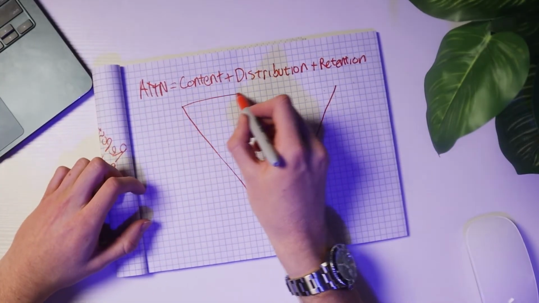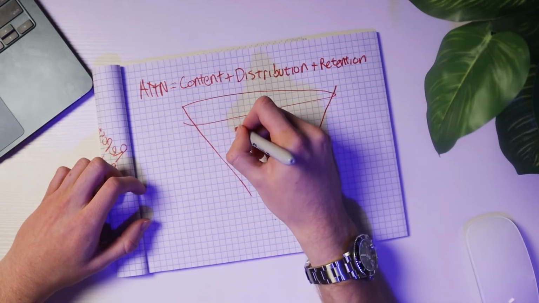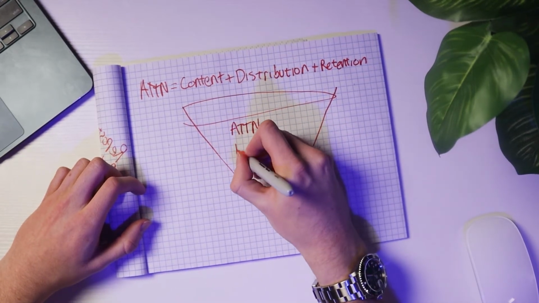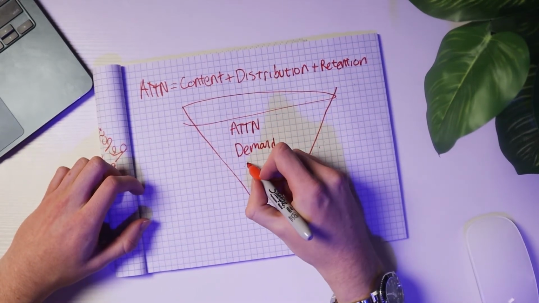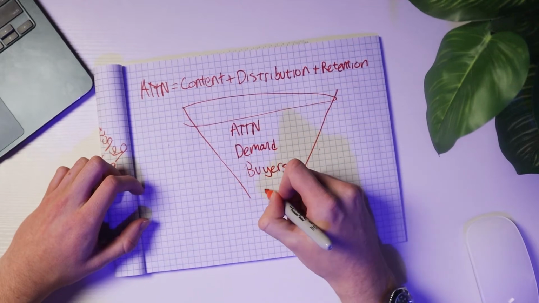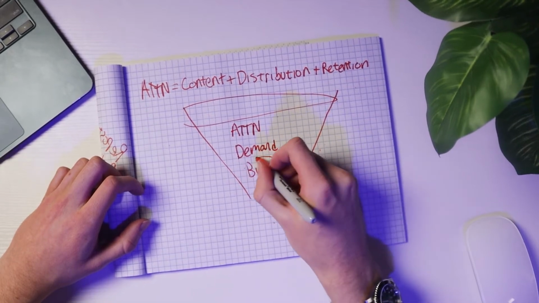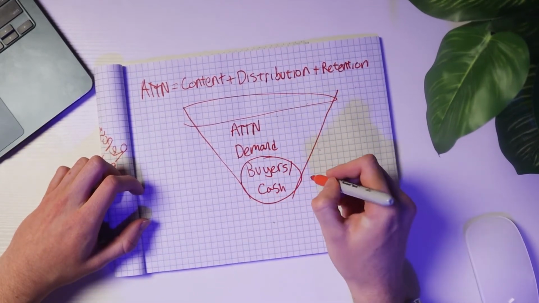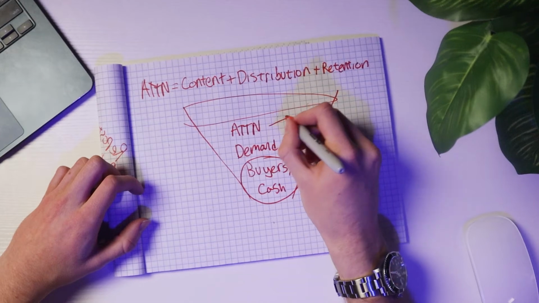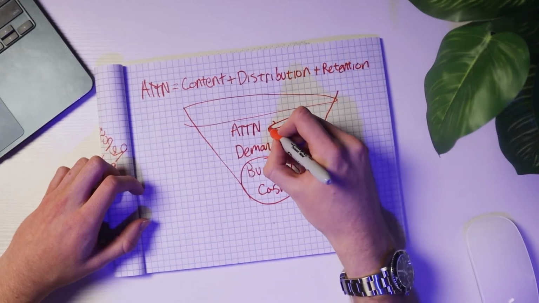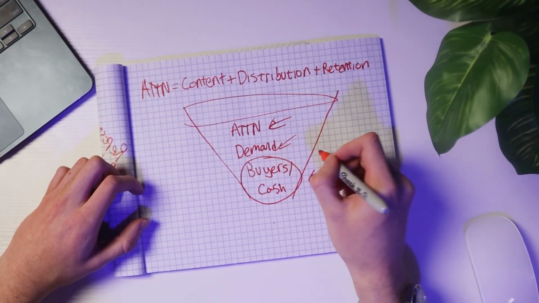right? Up here at the top, we have attention. This first piece here is attention. Then we have demand. Then we have buyers and cash, right? Our goal is to attract as many people in this stage of the funnel as possible. We don't really care about that many people in this stage, but we do care about people in this stage and the bottom stage.